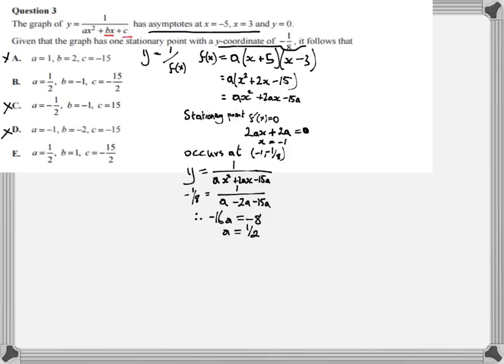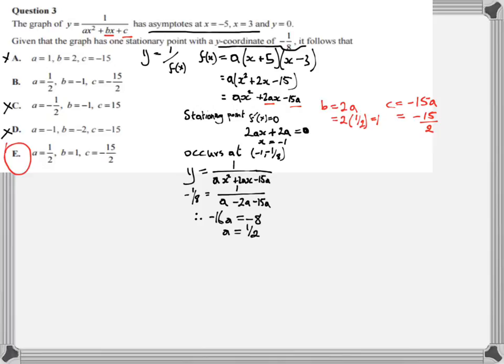Now, if I come back to the equation, the only things that are unknown now are B and C. But hang on. Parameter B is the same as 2 times A, and the parameter C, well, that's the same as the negative 15 times A. So let's use that. There we go. I can substitute a value for A in, and I get B is equal to 1, and C is equal to negative 15 on 2. So, voila, there it is. Option E is the correct one.